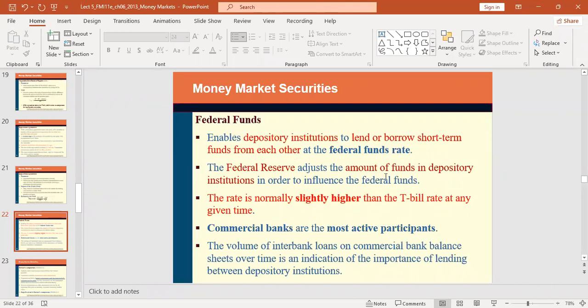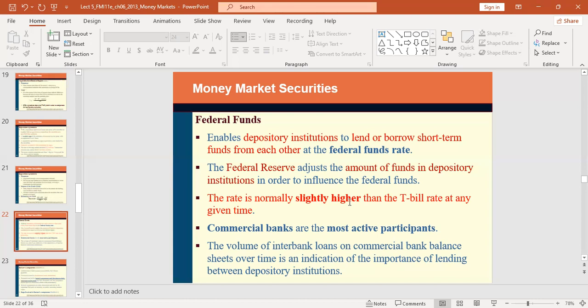The Federal Reserve adjusts the amount of funds in depository institutions in order to influence the federal fund rate. So sometimes the Federal Reserve, or in the case of Malaysia, Bank Negara, may want to influence the federal fund rate. They can either increase it or decrease it. So by increasing and decreasing the rate, they are also affecting the amount of money available for the depository institutions to trade with. If they increase the rate, there will be less fund to trade with. If they reduce the rate, there will be more fund for the commercial banks to trade with.